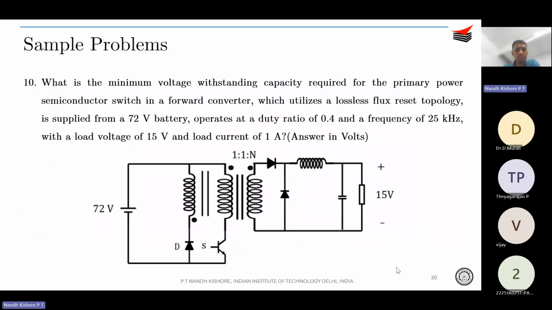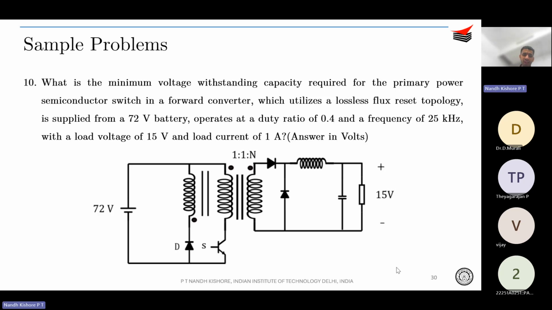I'll just proceed. What is the minimum voltage withstanding capacity required for the primary power semiconductor switch in a forward converter, which utilizes a lossless flux reset topology, is supplied from a 72-volt battery, operates at a duty ratio of 0.4 and a frequency of 25 kilohertz with a load voltage of 15 volts and load current of 1 ampere. So everything is given, that is input voltage, output voltage, duty, frequency, and the load current. However, N is not given. So what is the voltage withstanding capacity required for the primary power semiconductor?